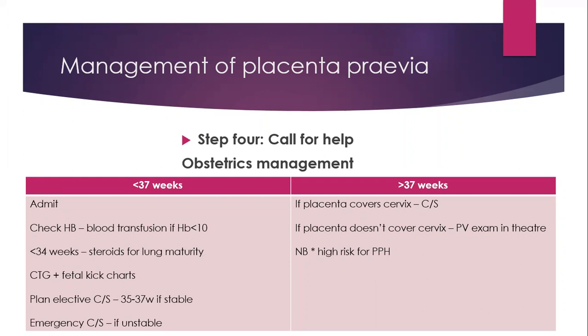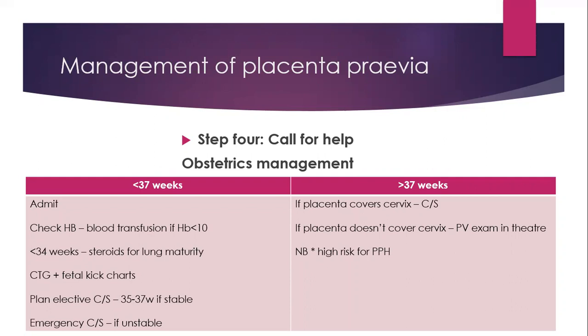If the HB remains above 10, patient does not need a blood transfusion. What they'll do is they'll do fetal kick charts to assess for fetal movement, and they'll also do CTG monitoring in the patient, and they'll plan for C-section delivery at 35 to 37 weeks. If the patient is less than 34 weeks, or if the fetus is estimated at less than 34 weeks, we need to do steroids for lung maturity.